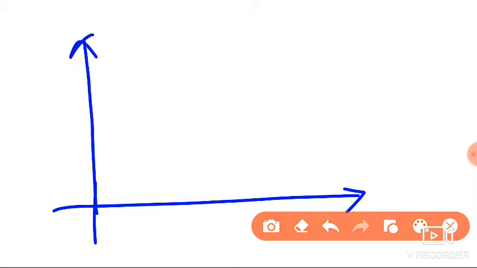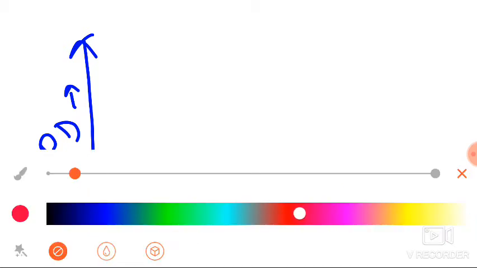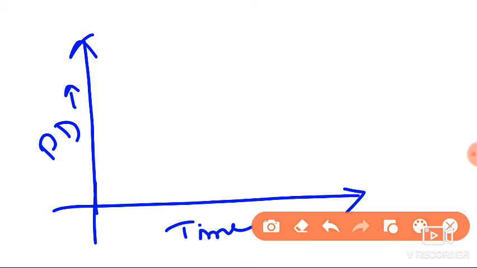This is the x-axis, this is the y-axis. Particularly for exponential and logistic growth, you can take population density here and time here. What happens, students, during exponential growth? Nature provides unlimited resources for the organisms.